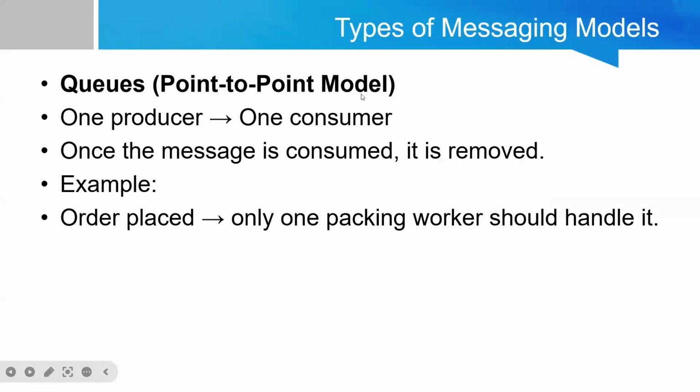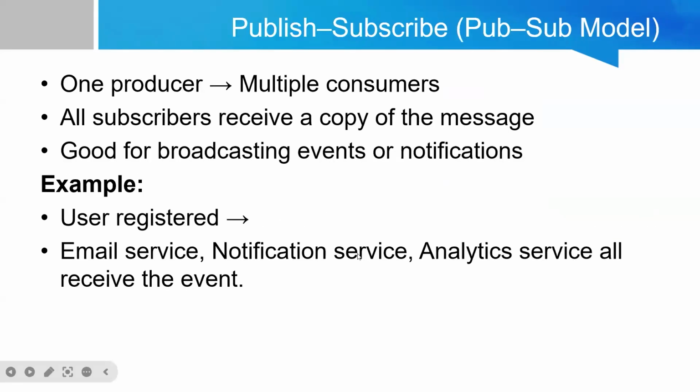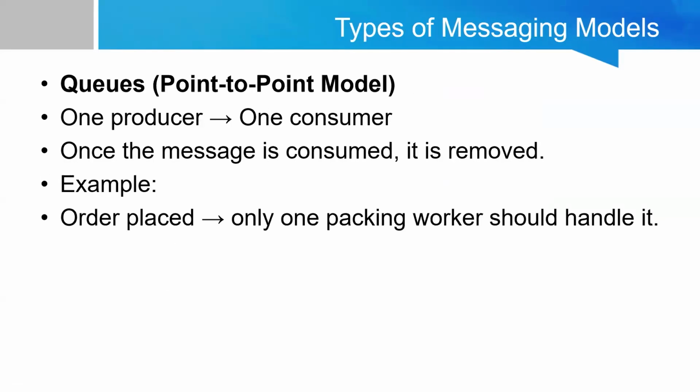One is queues, which is the point-to-point model, and another is the publish and subscribe model. Okay. There are two types of messaging model. One is point to point. In point to point, there will be one producer and one consumer. One message is consumed and it is removed.